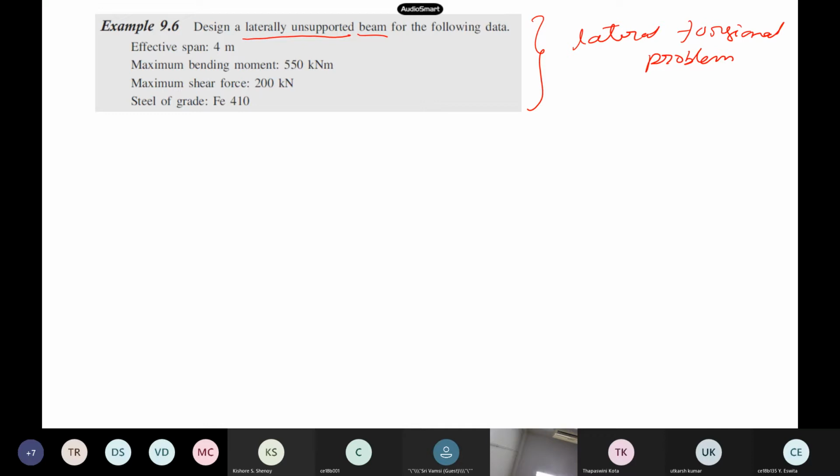Now the data has been given. Span is 4 meters, then the maximum bending moment and shear force they have given, and of course the steel also, everything has been provided to you. Now we have to do all the calculations. For the lateral torsional buckling, nothing has been mentioned, so you assume it to be simply supported. For simply supported there is a table, but for cantilever the code gives another table. There you have to find the effective length.